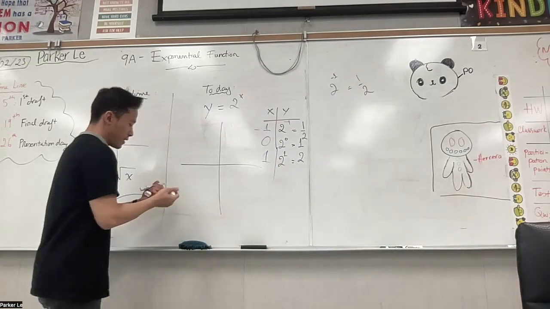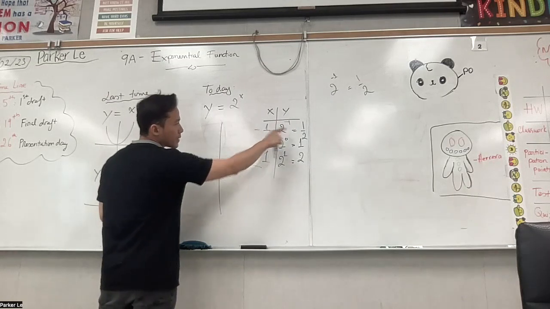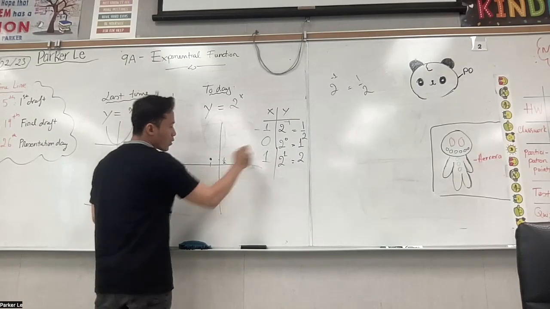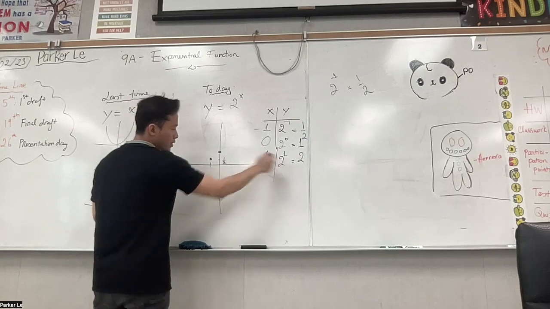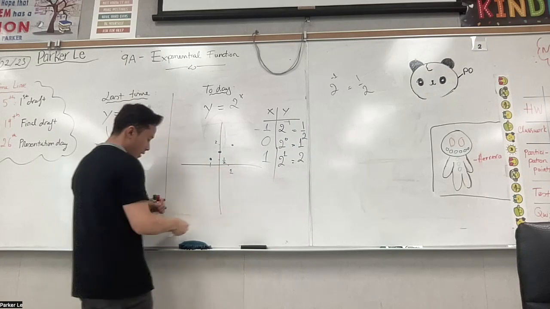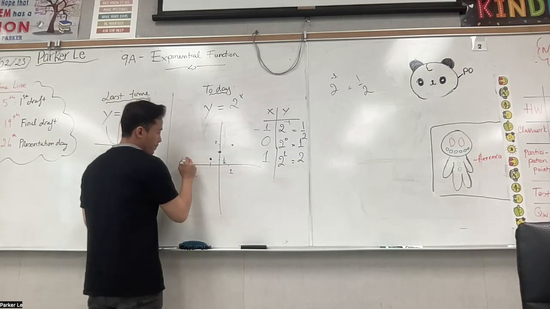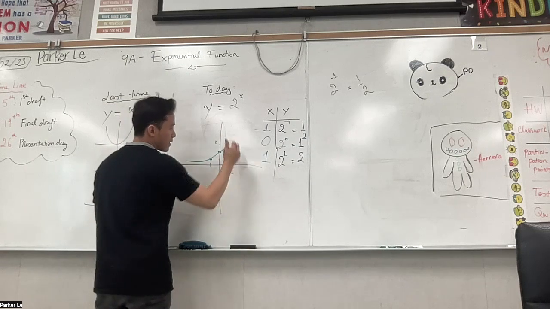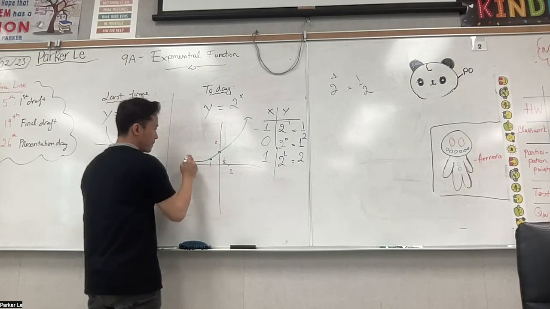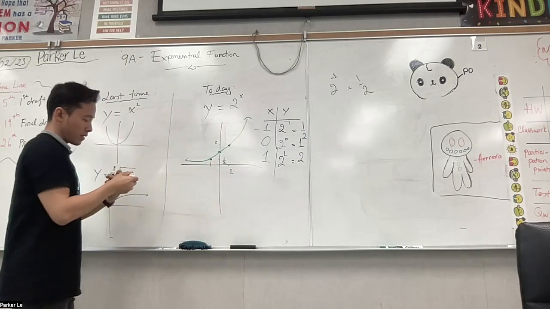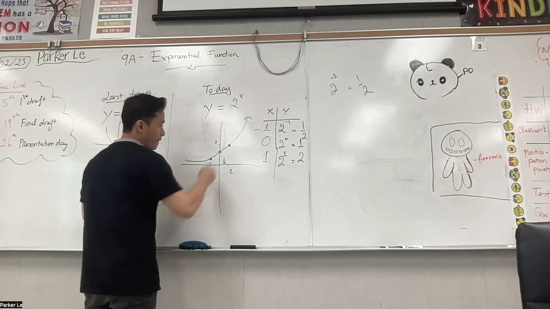Okay, plug it in. -1, 1/2. So -1, 1/2 I put over here. So this point. 0, 1 right here. 1, 2 right here. Okay, so this is how the graph looks like. Let's say this is 2, 2, 1, 1, 2. Wait, why does it start off like a straight line and then go into a curve?